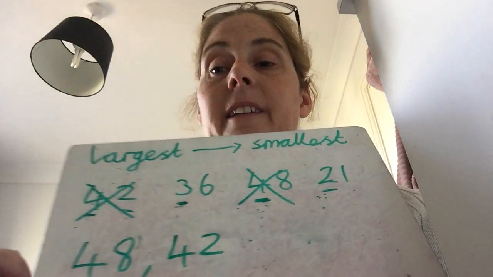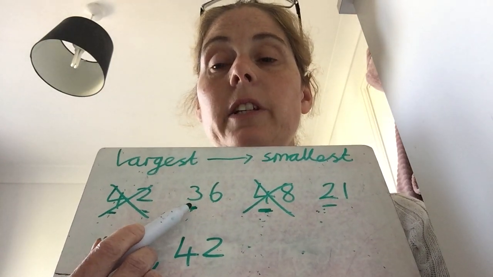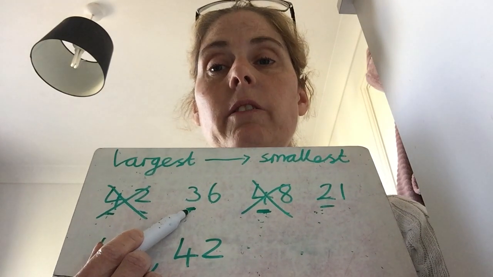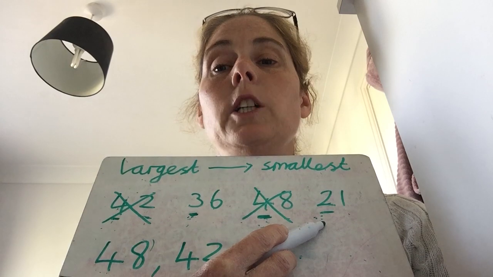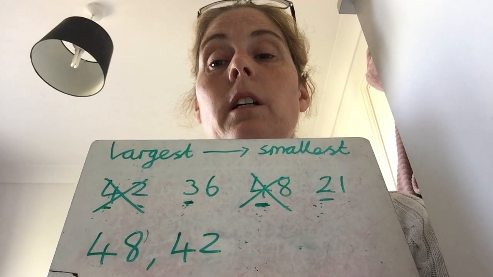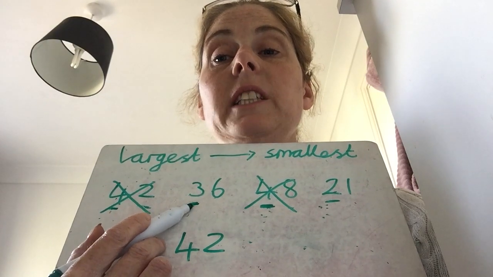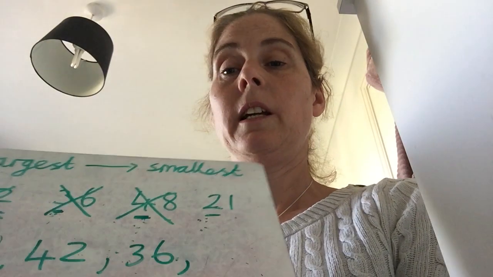Okay, and then we know that 42 comes next because it had more tens than the other 2 numbers. Okay, now let's look at the 2 that we have left. How many tens here? 3. How many tens here? 2. So which one is larger? Which is the bigger number? Which one has more? It's going to be the one with 3 tens. So we're looking at putting 36 next. And then our last one is going to be the 21.